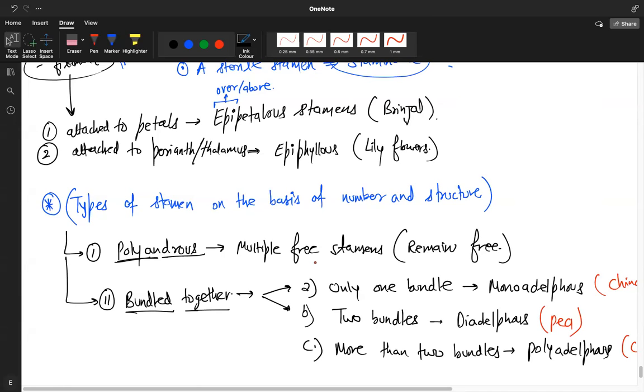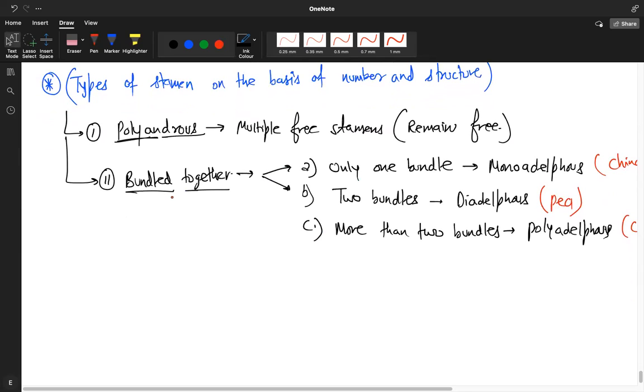In polyandrous, the stamens are free. There are many stamens, but they are free. Yes, all of them are single. In polyadelphous, what happens? They are united. United as one, then it becomes monodelphous. See, the difference is that in polyadelphous they are united in many groups. Yes.